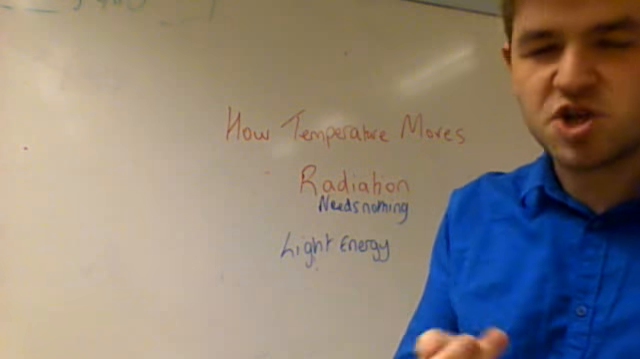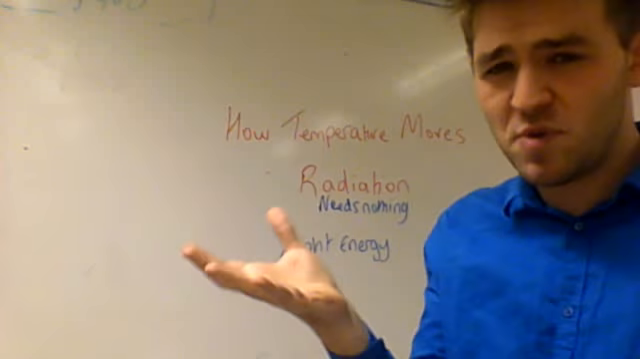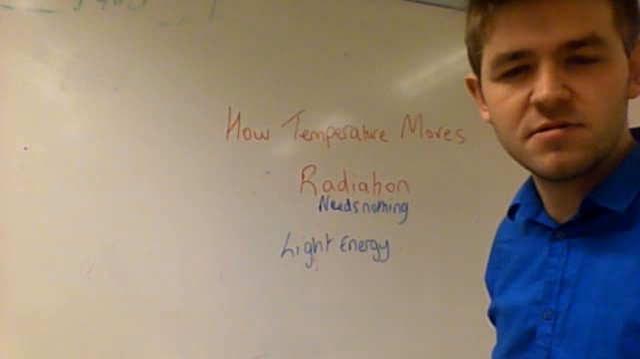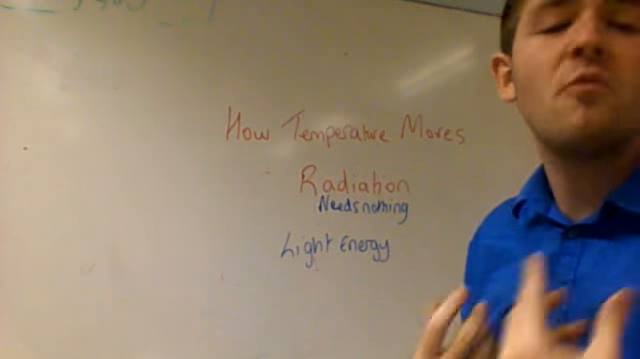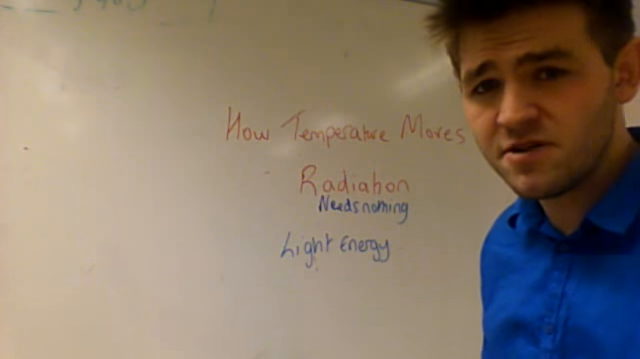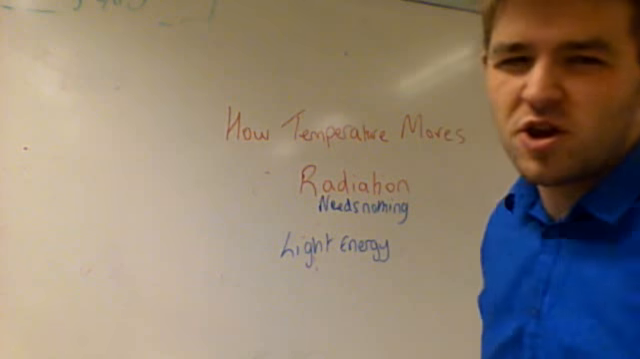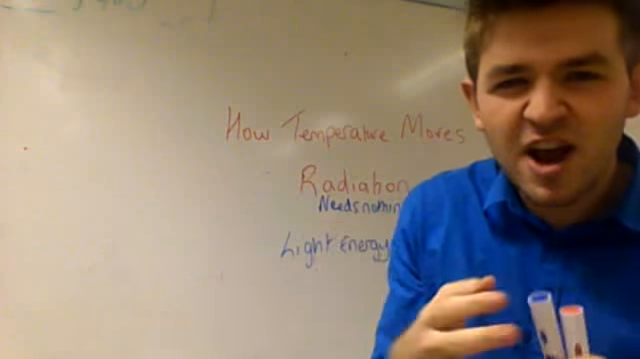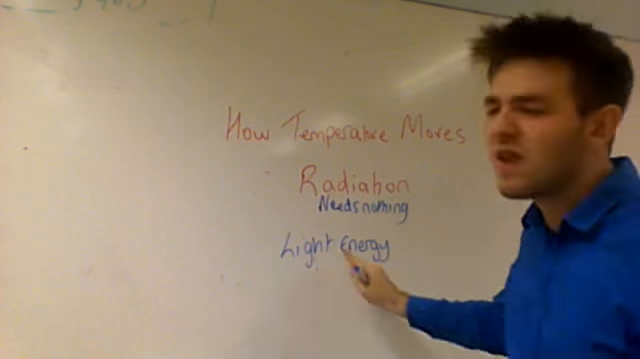There's no solids, liquids or gases in the way. Most of space is a vacuum. There is nothing there. But this still happens. So there's still light energy that hits me and makes me warm. We call that radiation. This is all very well and good. So there's conduction with the solids bumping in, the convection flowing around, and the radiation with light energy.